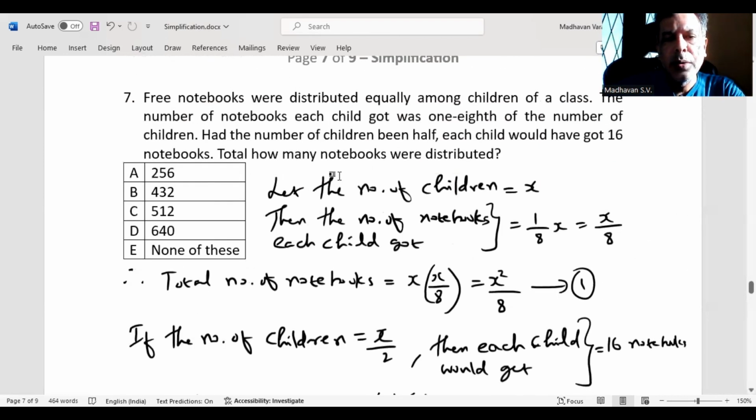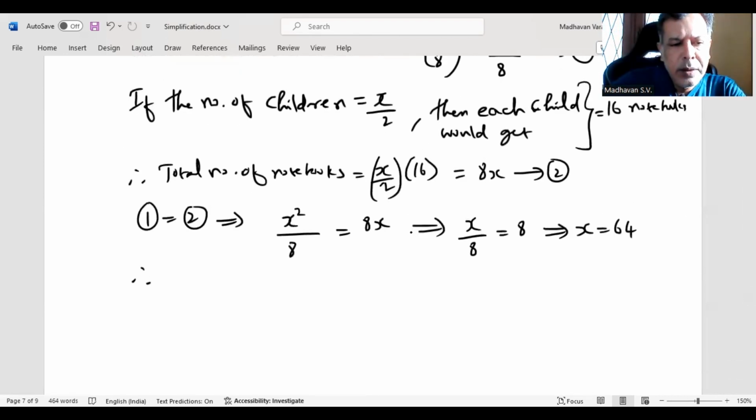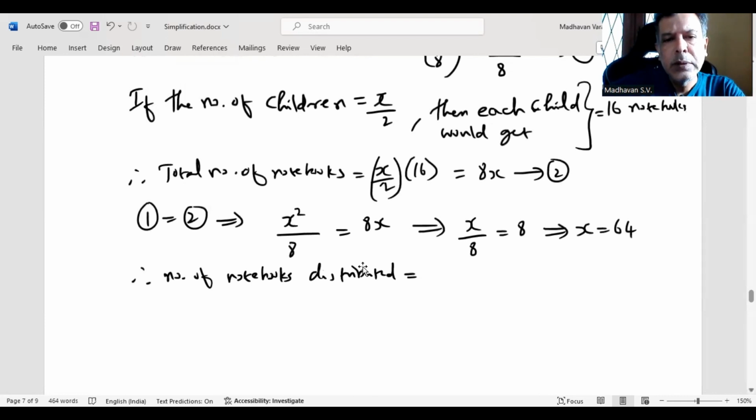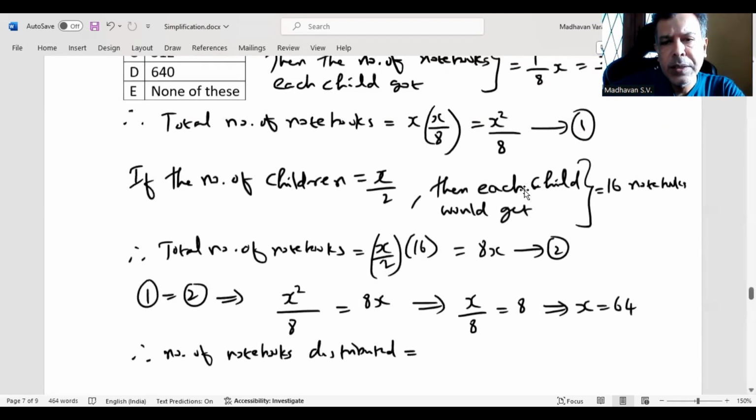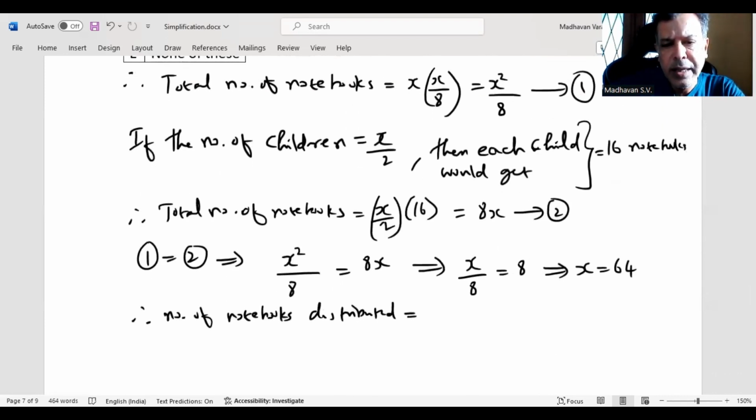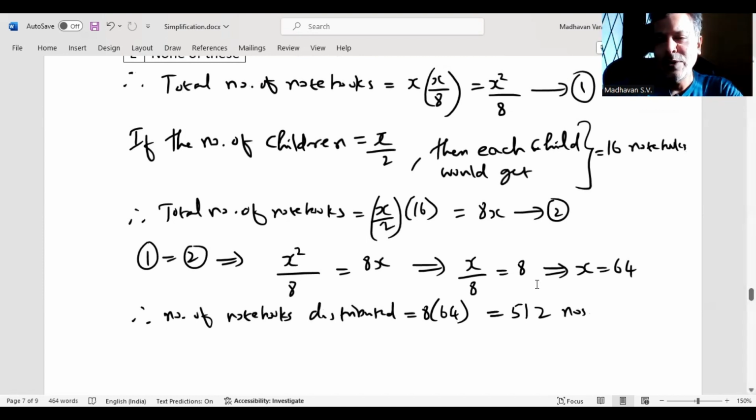How many notebooks were distributed? The number of notebooks distributed is equal to, we can choose either the second equation or the first equation. Let us choose the second equation. 8 times 64. 8 fours are 32. 8 sixes are 48. 48 plus 3 is 51, so 512 notebooks. That is the solution for this. Let us move on to the next one.